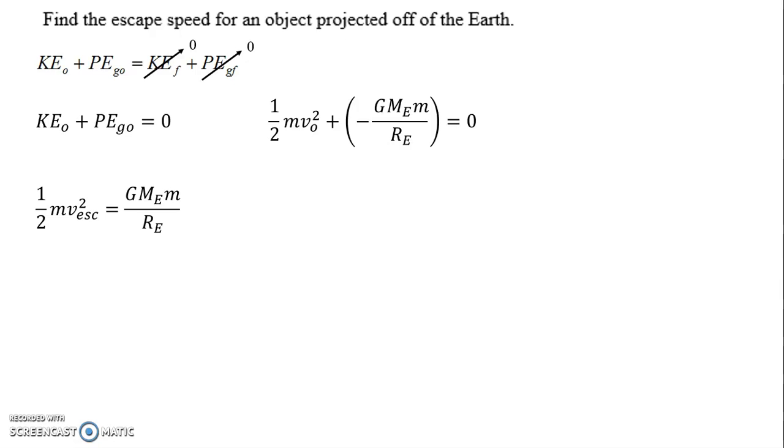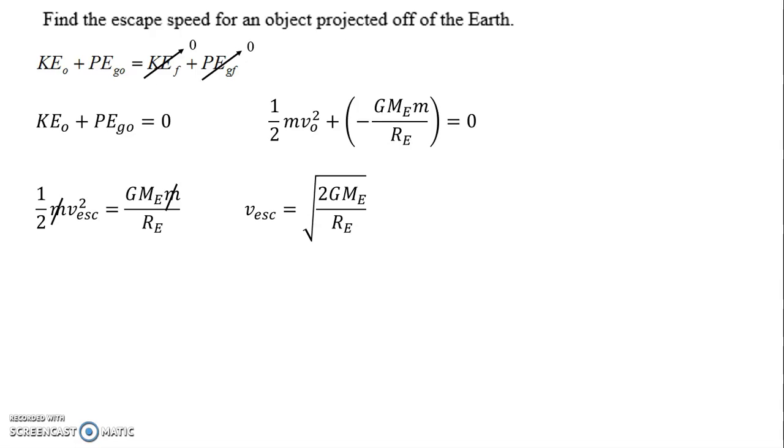Here I'm replacing V0 with V_esc for escape speed, and we're going to solve this equation for that escape speed. So why don't you just pause the video and go ahead and do your algebra. Of course, we see the mass of the object drops out, and we just rearrange, and we're going to get this: the square root of 2 times big G, mass of the Earth, over radius of the Earth.